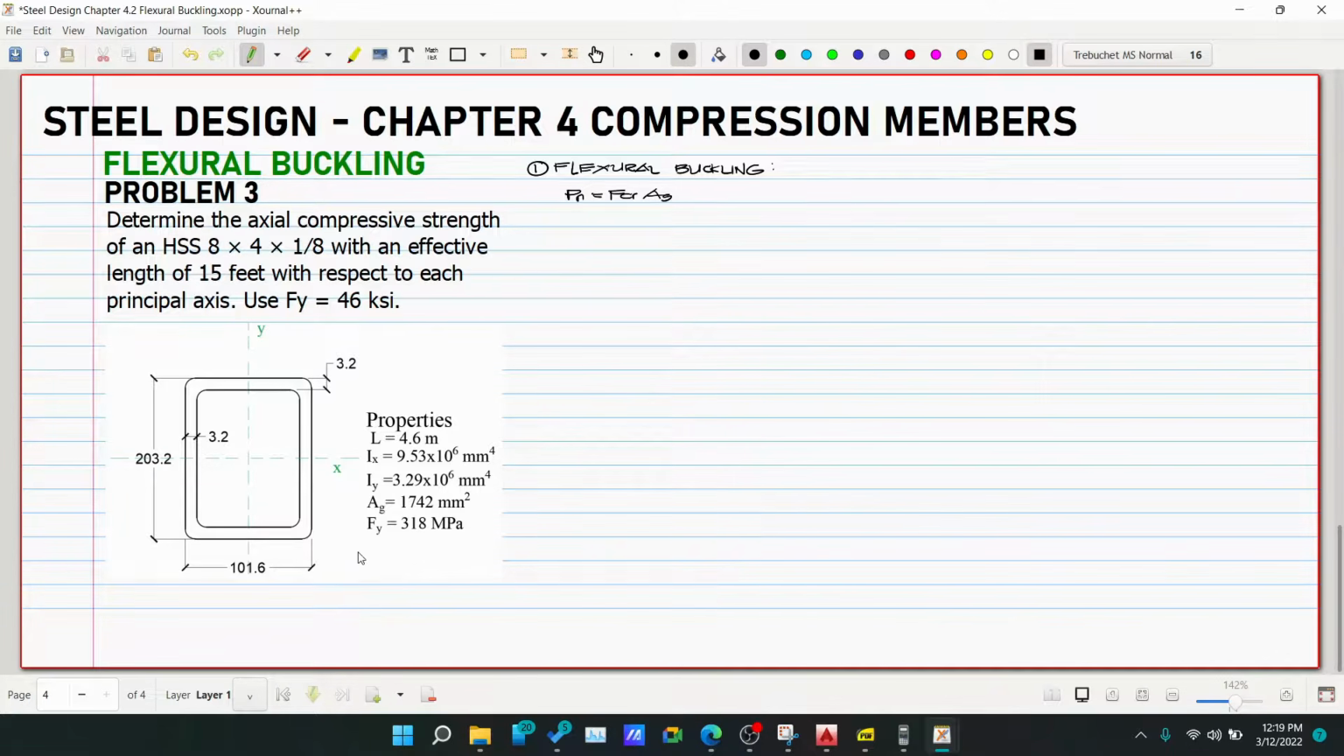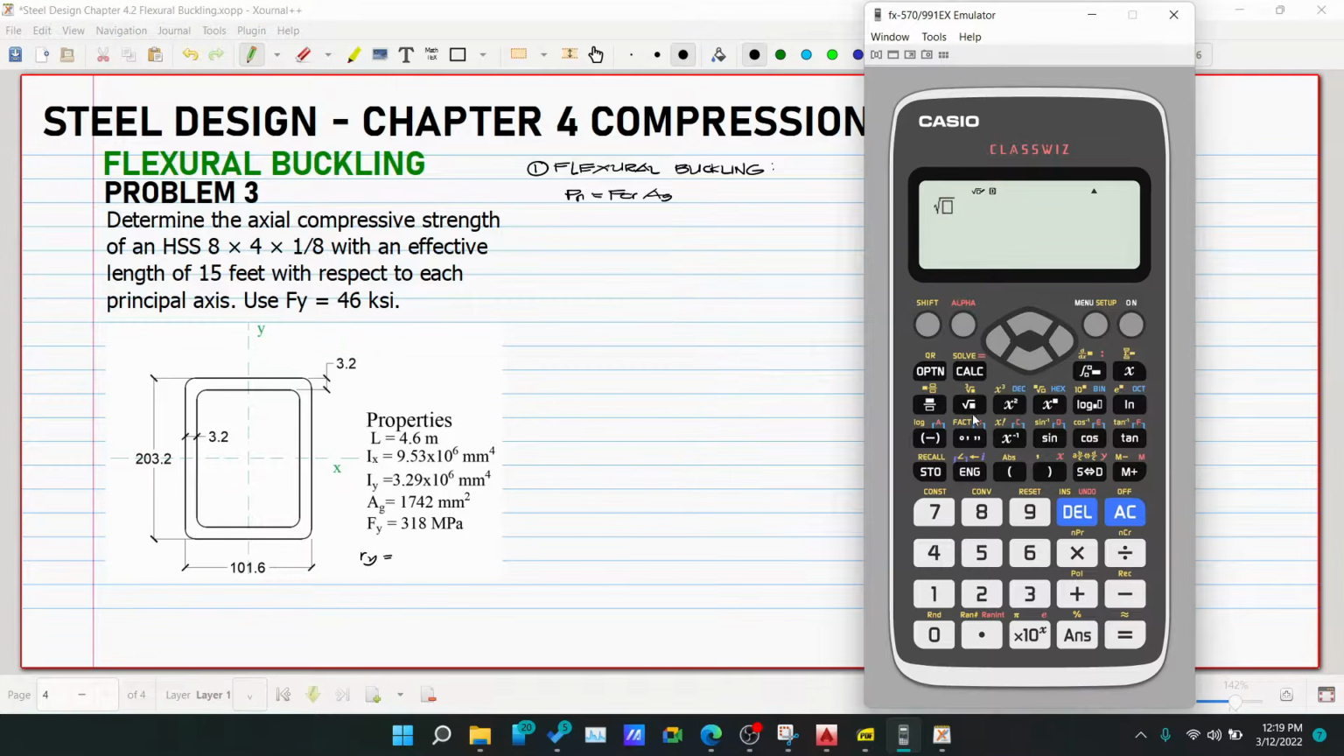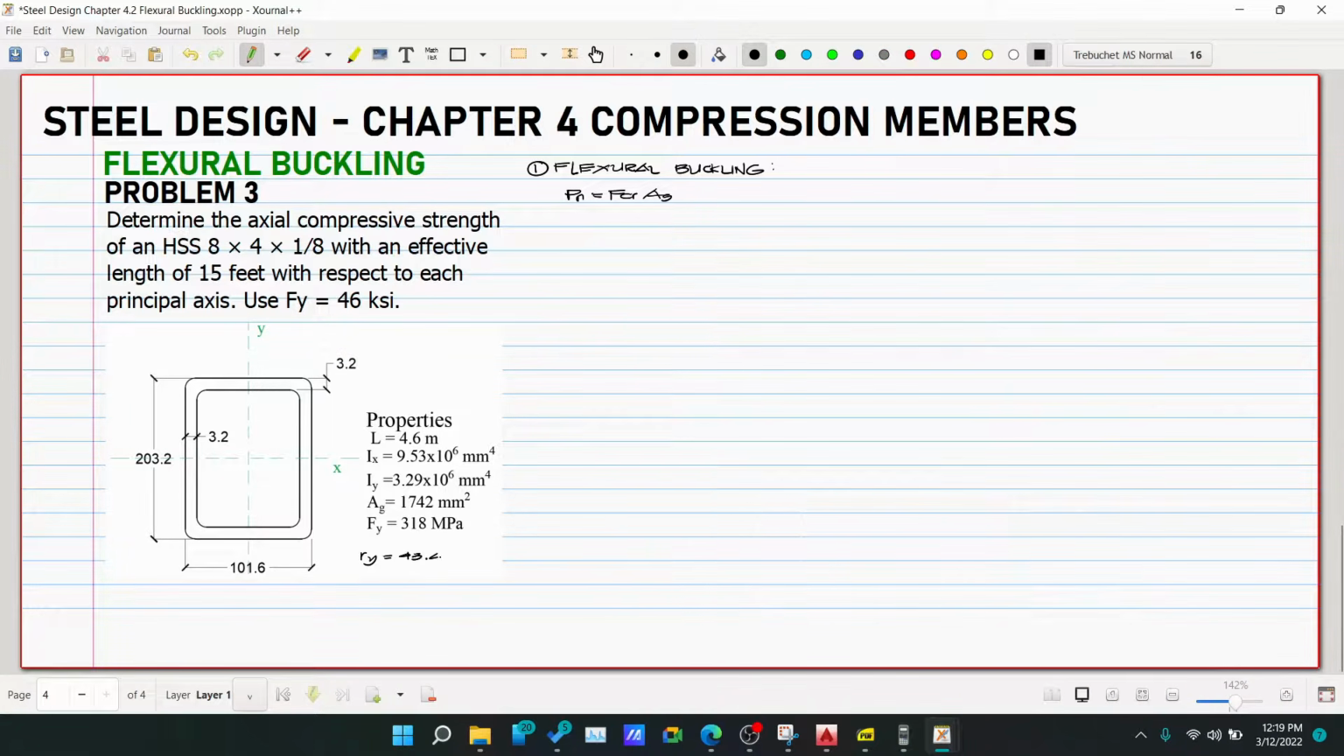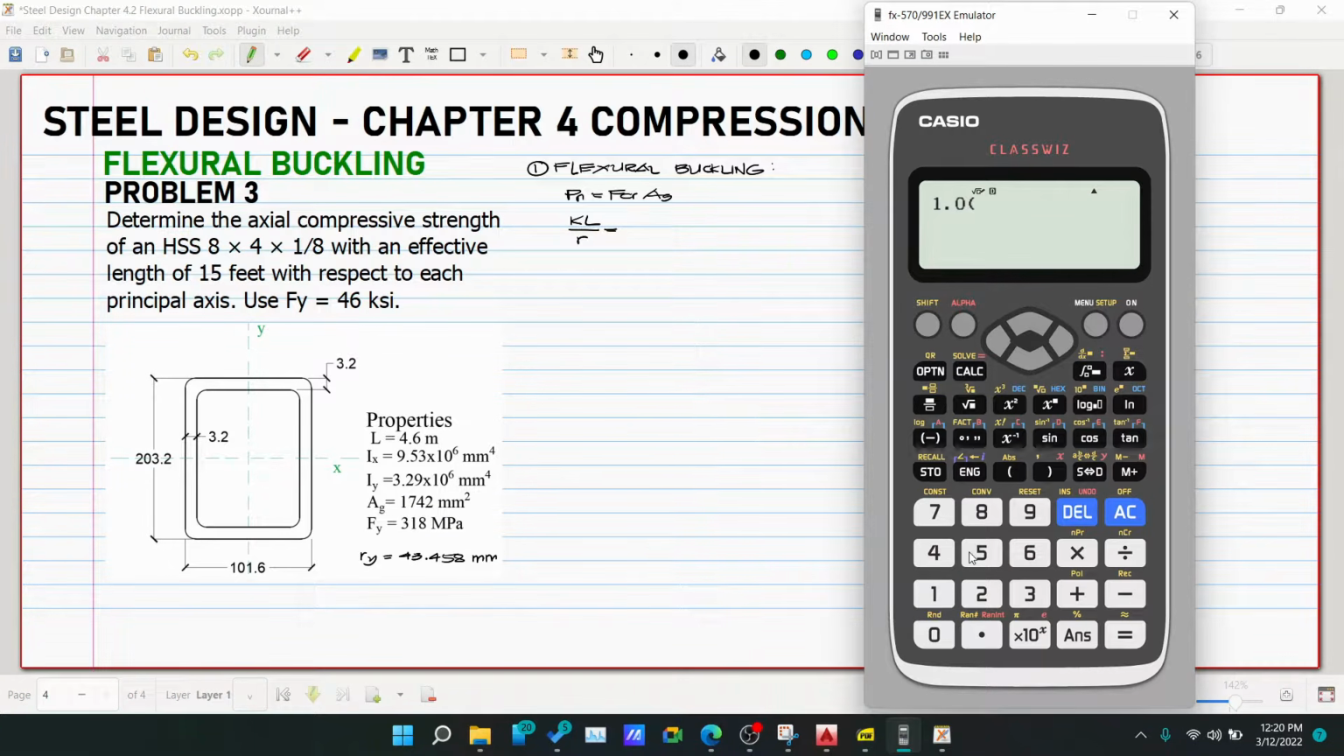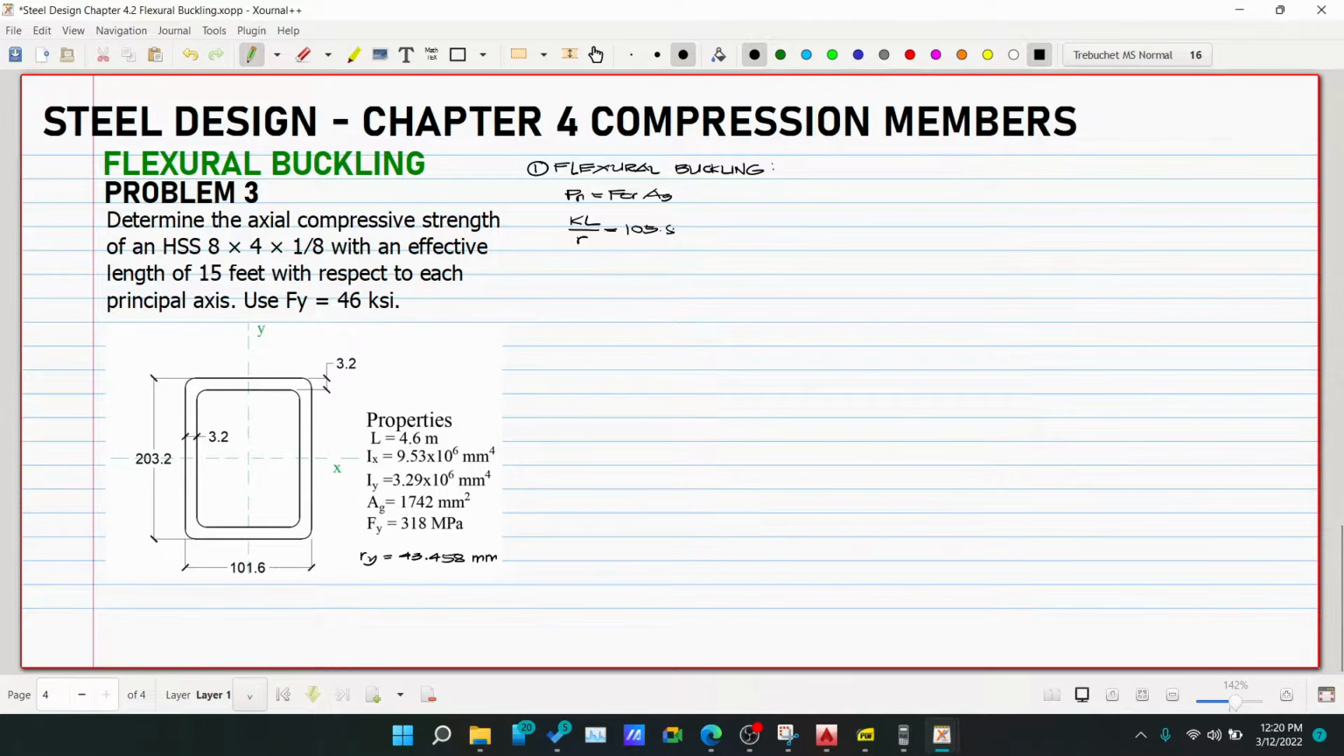So, kunin natin yung ating ry. Since ito naman yung mag-govern na radius of gyration, so, square root of Iy over area, 1742. So, 43.458 millimeters. And then, pin-end naman sila, no? Okay, so pareho naman yung ating unbraced length sa X and Y. So, KL over r is equivalent to 1.0 multiplied by L, 4.6 meter, over r, 43.458. So, 105.85. Okay, so less than pa rin tayo sa 200. So, okay tayo sa limit natin.